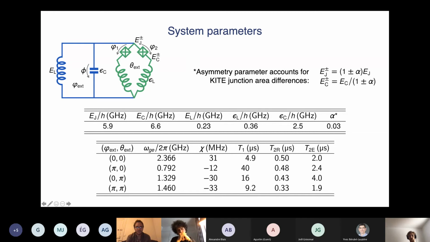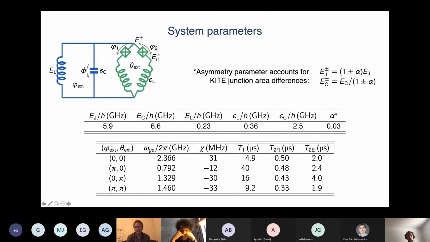We have an EJ, which is about 6 gigahertz, and that corresponds to a standard junction plasma frequency of about 17 gigahertz. Our shunt inductance is about 200 megahertz, and the internal superinductance for the kite is about twice as big. This makes sense because, as I mentioned, there are 100 junctions forming EL, and forming epsilon L, there are 50 junctions, and they're all the same area.